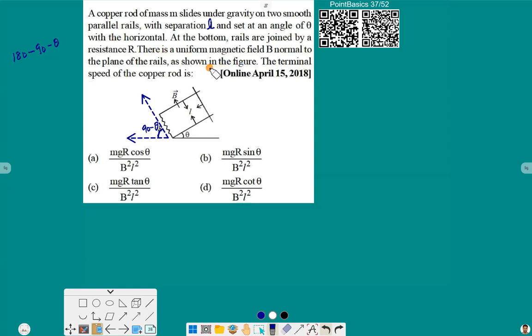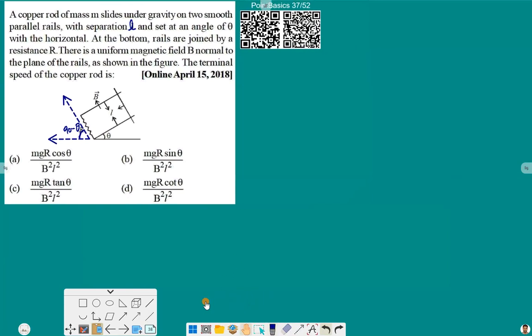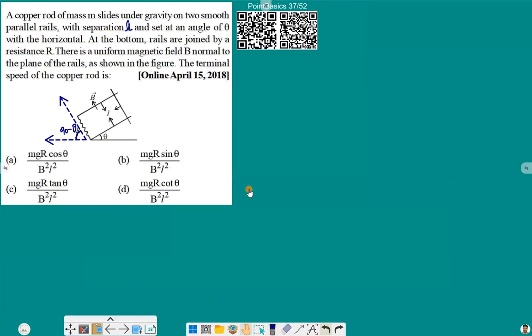The terminal speed of the copper rod is asked. So what do we mean by terminal speed here? Terminal speed is the maximum speed that the copper rod can attain, and at terminal speed the acceleration will be 0, or we can say the net force on the rod will be 0.